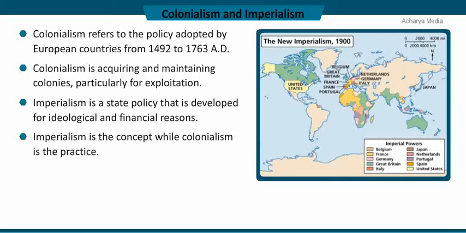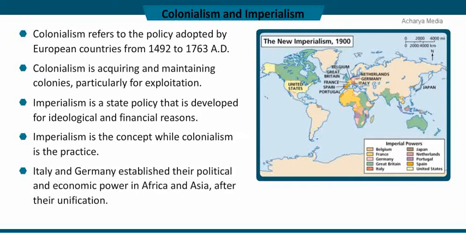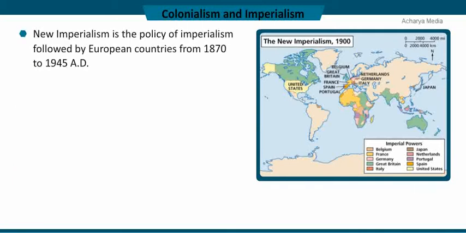The European countries were involved in a number of wars and unifications from 1763 to 1870 AD. Italy and Germany established their political and economic power in Africa and Asia after their unification. New imperialism is the policy of imperialism followed by European countries from 1870 to 1945 AD.